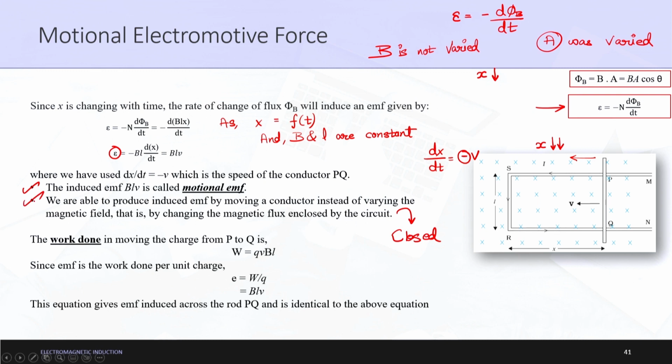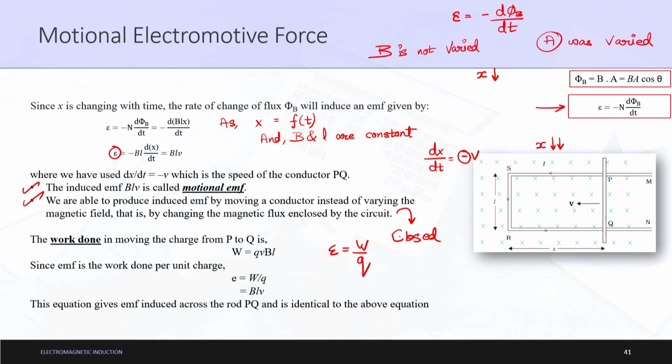The next concept, now that we have already found the induced EMF, the induced voltage, is to find the work done. The work done in moving the charge from P to Q is W equal to q v B L. Since EMF is the work done per unit charge, epsilon is equal to W by q. So, epsilon is nothing but work done per unit charge.